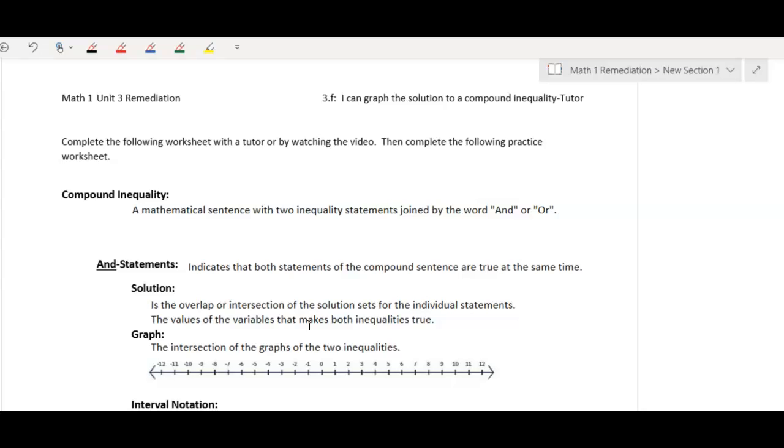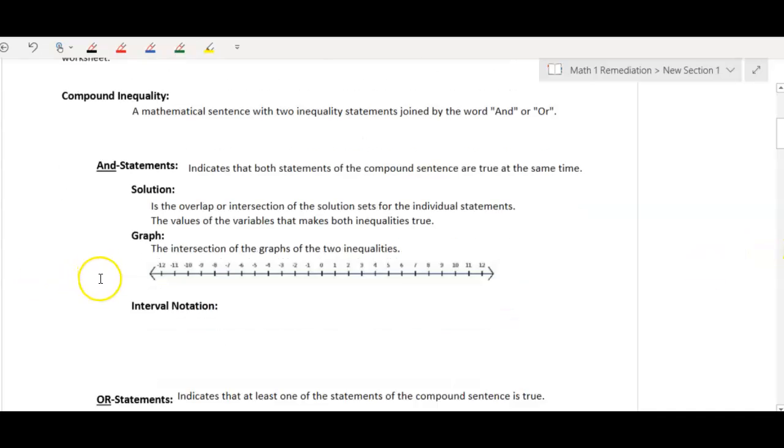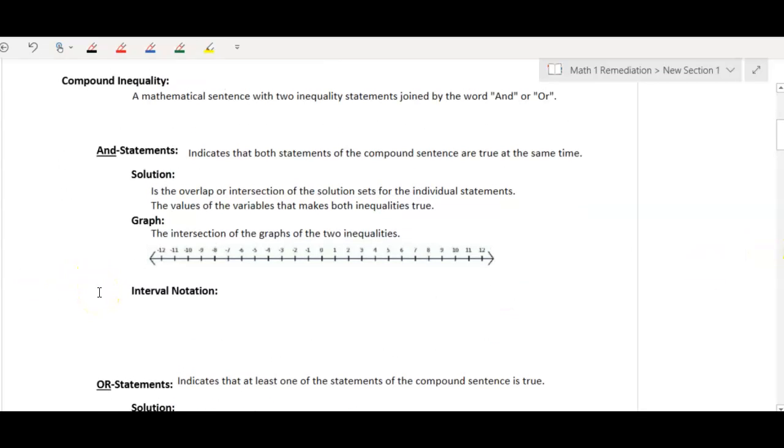It's a mathematical sentence with two inequality statements joined by "and" or "or." What we're going to do is break this up into two sections. We're going to first talk about the ands and then go and talk about the ors and then some examples. All right. So an and statement indicates that both statements of the compound sentence are true at the same time. A lot of times you will see an and statement written like this.